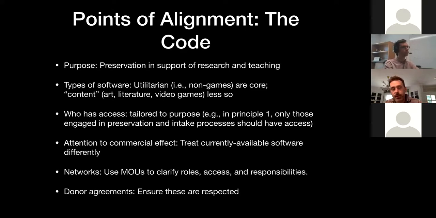Each principle in the code has some guidance about who should have access. The level of access provided should be tailored to what you're doing. There's also a lot of attention to commercial effect, for example, treating software that's currently commercially available differently. Networks are encouraged to use MOUs and other things to structure their relationships. And then finally, donor agreements have to be in the mix and have to be respected.